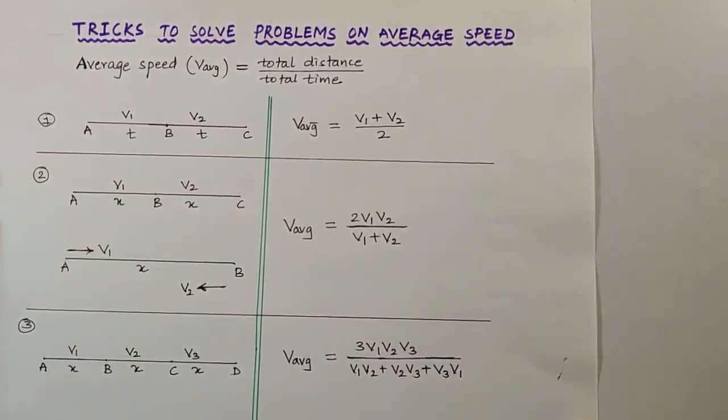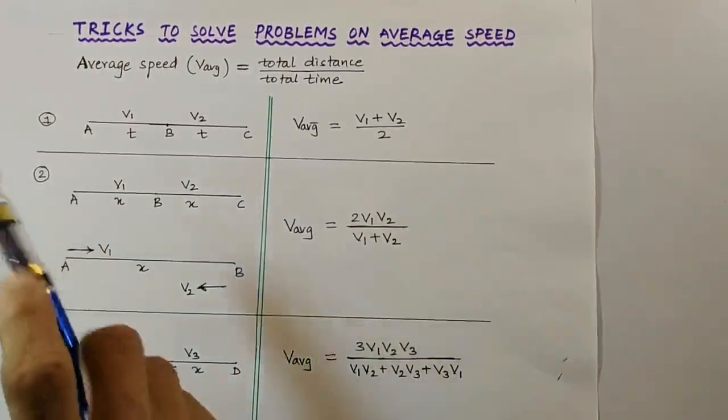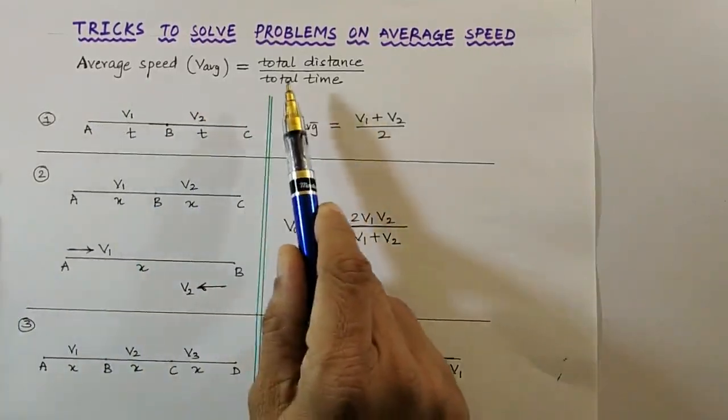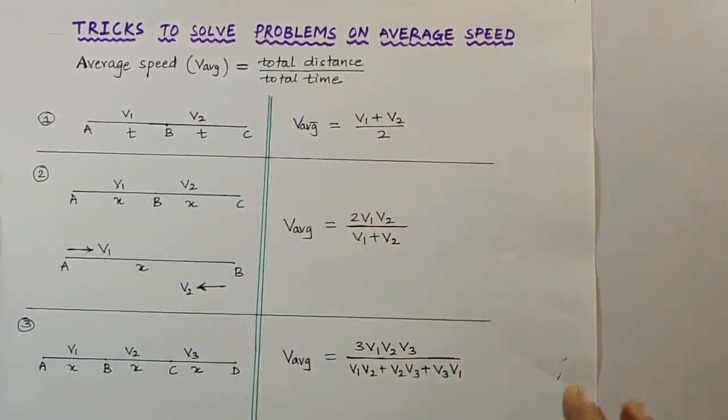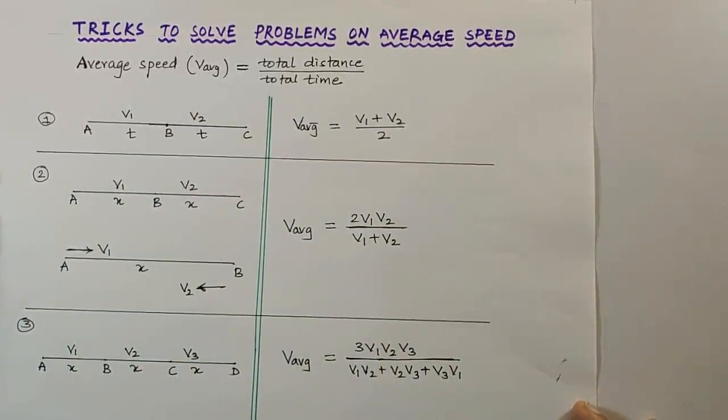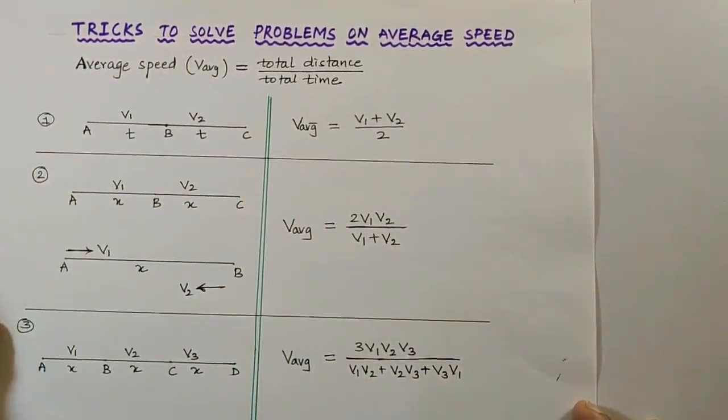Hello students. So today we will see a trick to solve problems on average speed. As you all know, average speed is total distance divided by total time taken. Now in this I am taking three special cases.